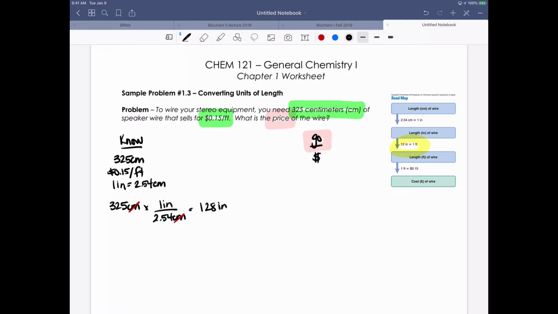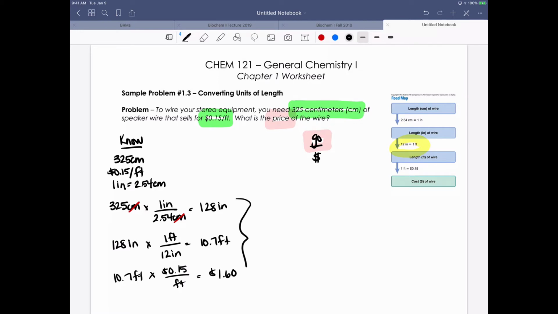Going through and finishing out the rest of the steps here, we'd say then that 128 inches, we can convert that to feet by using 12 inches in 1 foot. Again, that's 10.7 feet. And then 10.7 feet times $0.15 per foot allows us to realize that it's going to cost $1.60 to purchase the speaker wire for that equipment. So what I'd like to show you is how we could string all of these together.